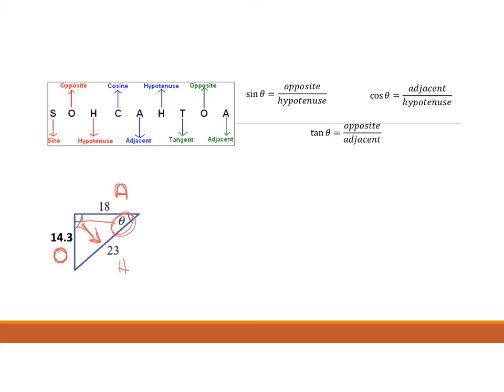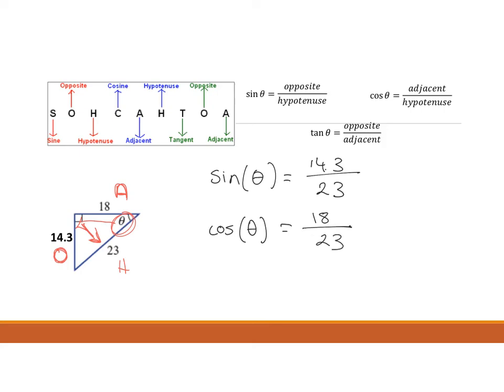So again, if I was to write sine of theta out, I would be using my opposite, which is 14.3 over my hypotenuse, 23. Cosine of our unknown angle would be 18 over 23. And tan of our unknown angle would be 14.3 divided by 18.